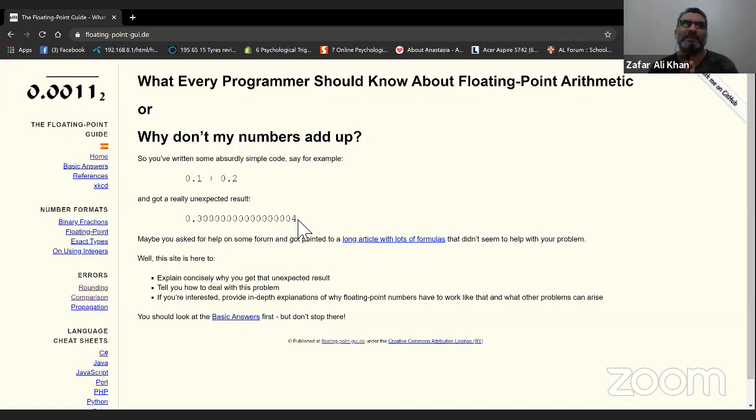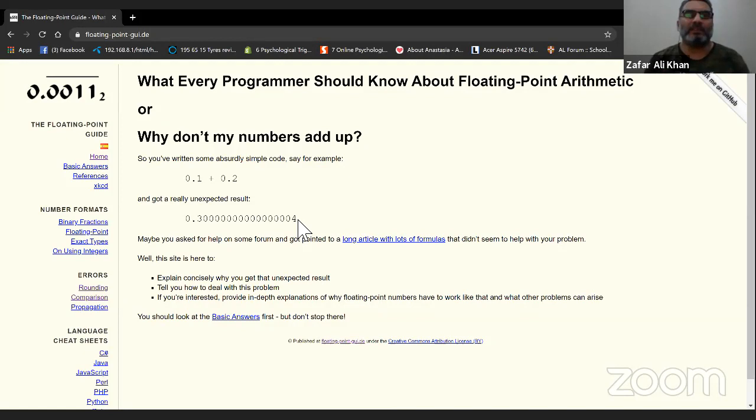So what basically happens is that when the computer saves 0.1, it saves it with a number which is closest to 0.1. And similarly, when 0.2 is saved, it is also saved with an approximation. So there were two errors right in the beginning. Neither 0.1 nor 0.2 were saved without errors.